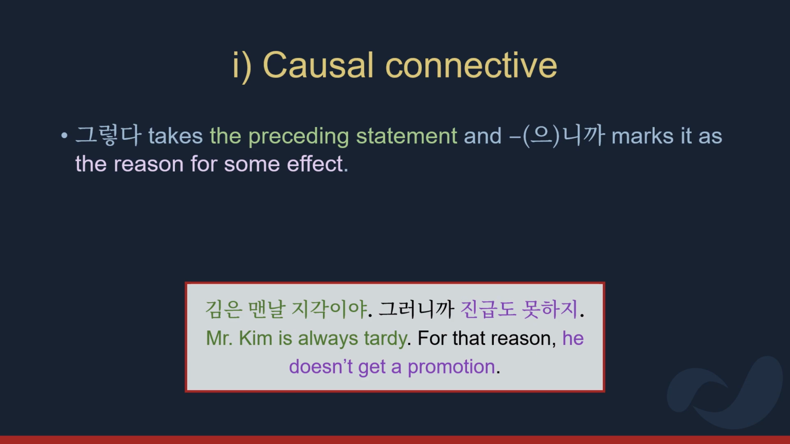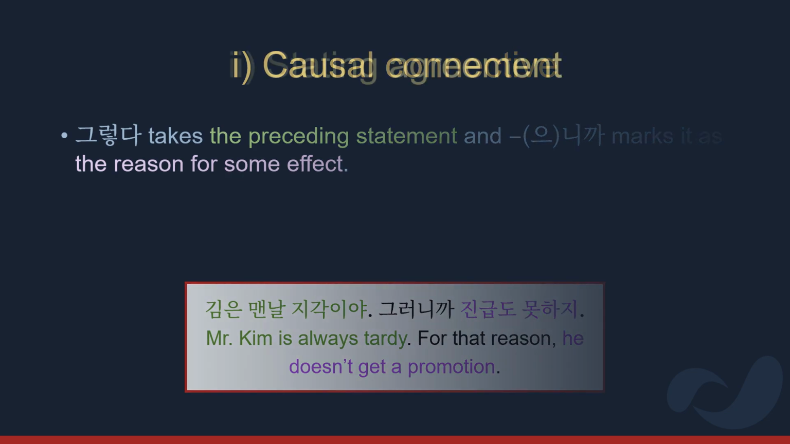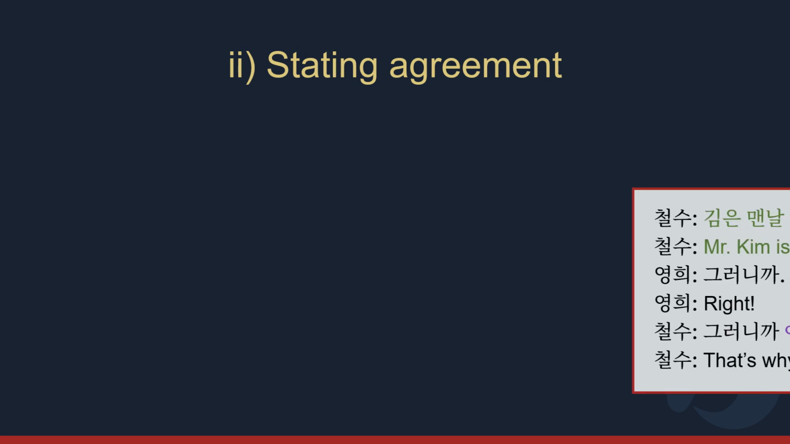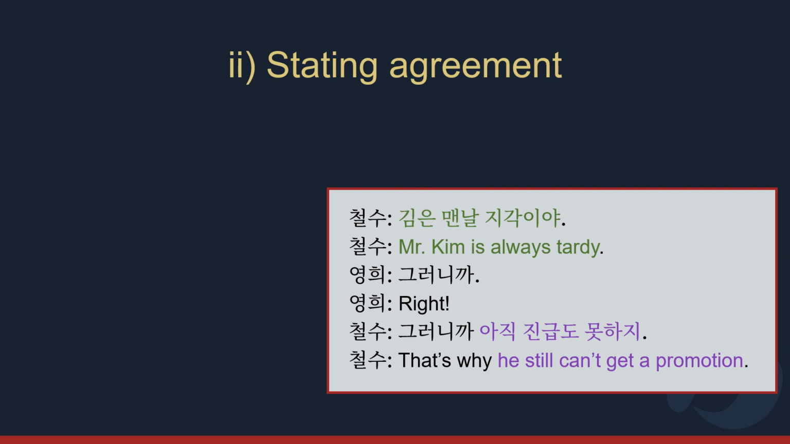It may not seem apparent at first, but this closely relates to when speakers use 그러니까 to express agreement. Here, 그러니까 is used to agree with something that has just been said. It's like saying, right, or that's it, as illustrated in this example. 김은 맨날 지각이야. 그러니까 아직 진급도 못하지. Here, 영희 uses 그러니까 to agree with the preceding statements. 그러니까 effectively repeats what has been said as the reason for why Mr. Kim doesn't receive a promotion. A breakdown of this process is as follows.